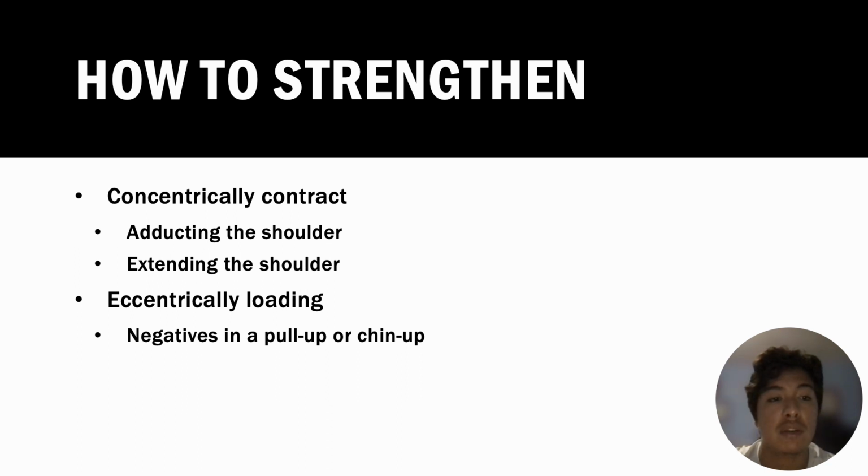You can also strengthen the lats through eccentrically loading them. So instead of doing your typical pull-up or chin-up, you could decrease the load in the concentric phase when you pull up or chin up and go down very slowly, producing a negative movement which eccentrically loads the muscle, elongating it.